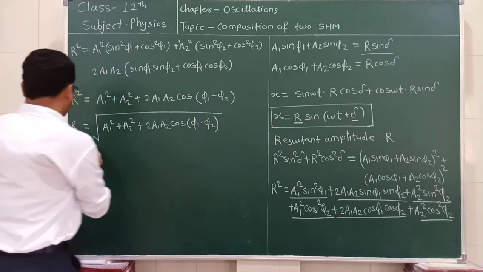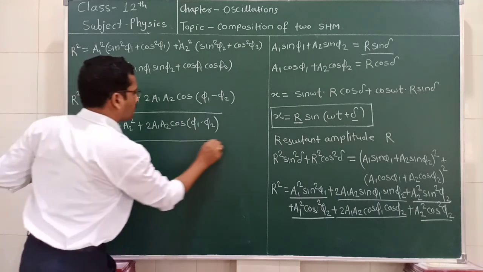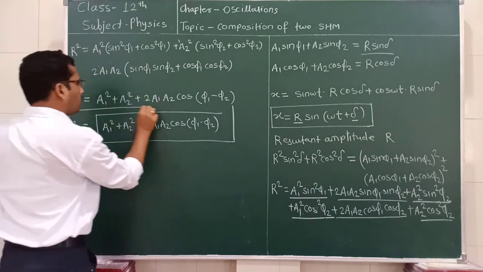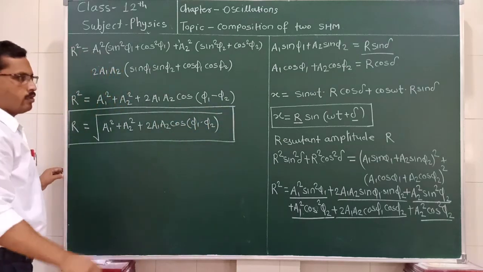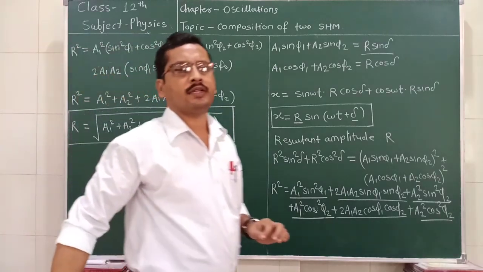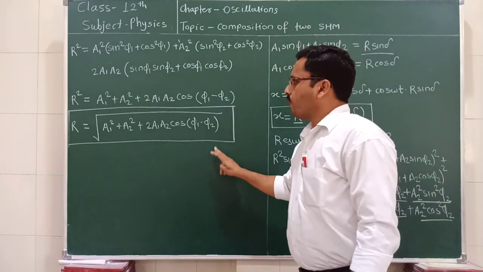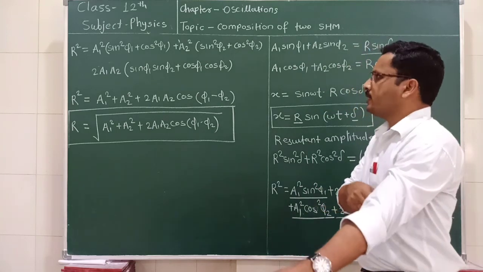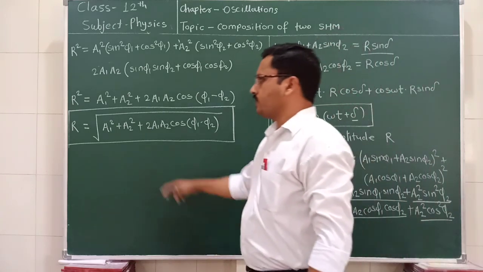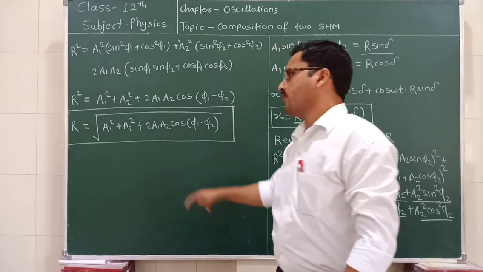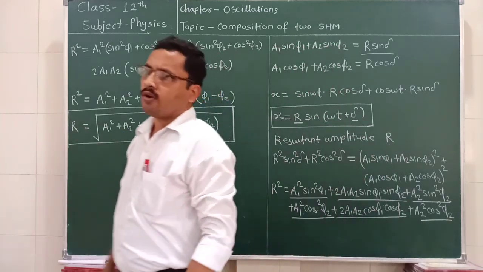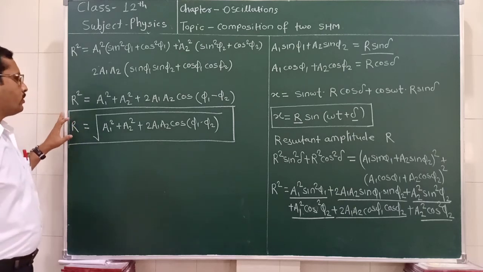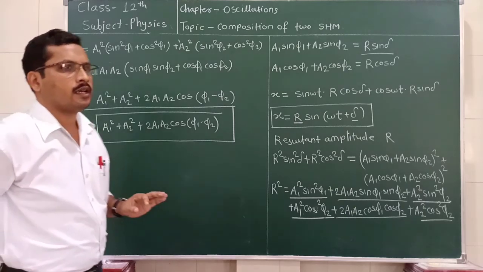So this is the relation for the resultant amplitude of simple harmonic motion. This is the equation for the resultant amplitude. When two simple harmonic motions combine, how can we calculate the resultant amplitude? By this equation, we can easily calculate this value of R. Now, this is the magnitude of this resultant amplitude.